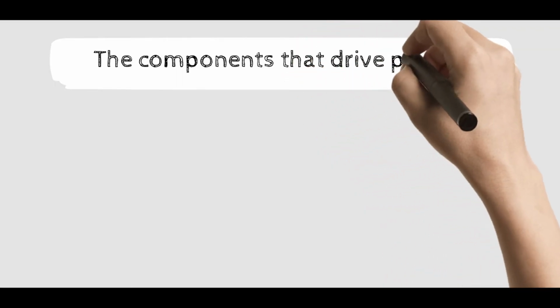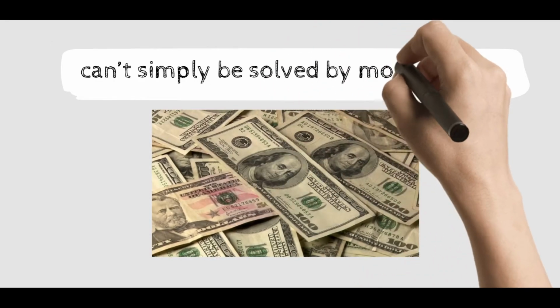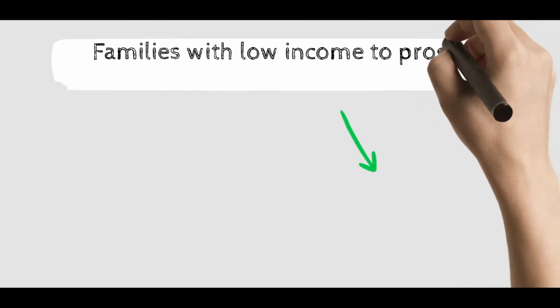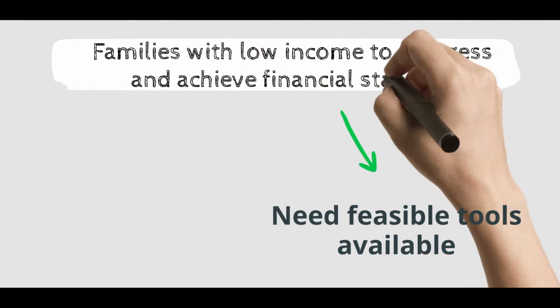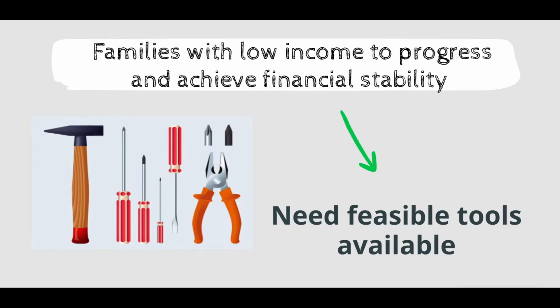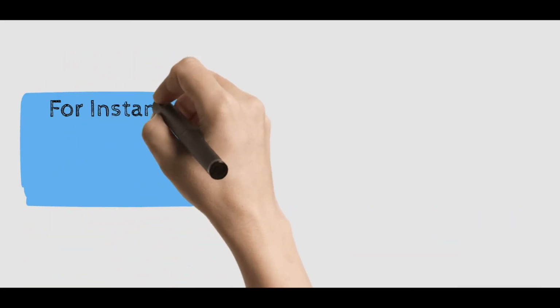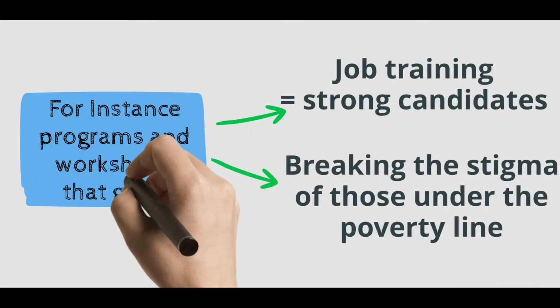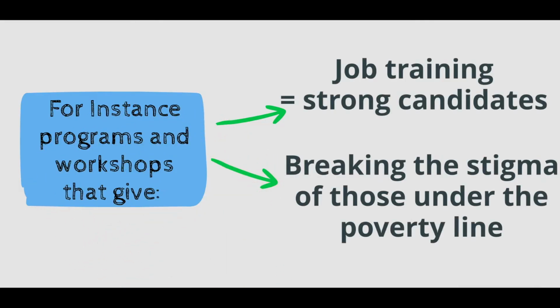The components that drive poverty can't simply be solved by money alone. If we want people who come from families with low income to progress and achieve financial stability, we need to make sure that there are feasible tools available for them to do so. For instance, programs and workshops that give job training that people can use to become strong candidates for employment opportunities. However, one of the most significant and yet simplest ways that society, including you, can help is by breaking the stigma surrounding those under the poverty line.